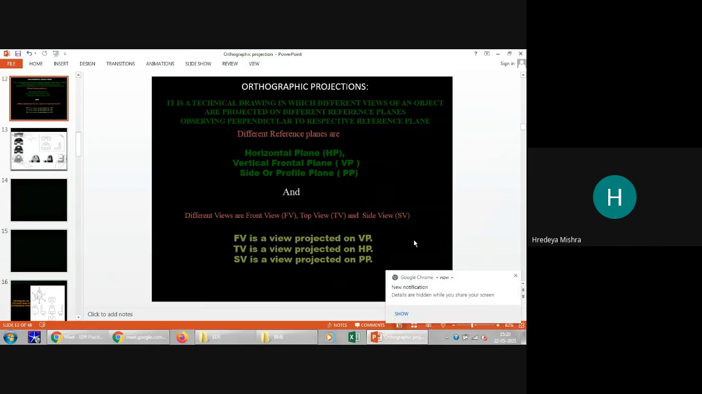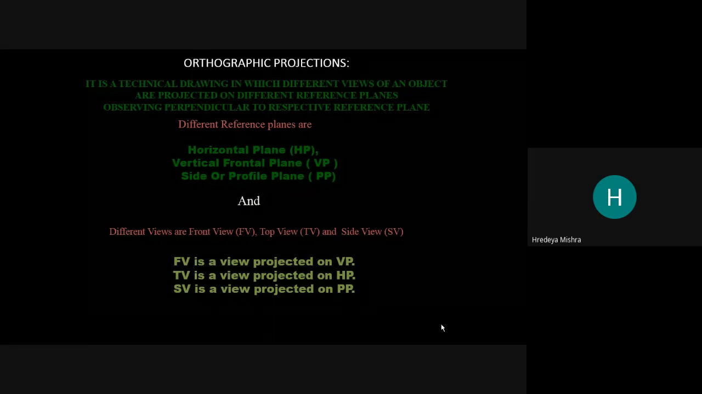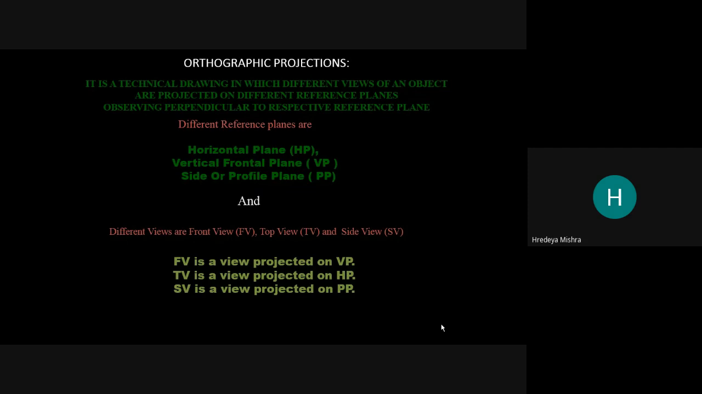Okay. So till here we can start the division. What is the orthographic projection? It is a technical drawing in which different views of an object are projected on different reference planes. Reference planes means horizontal plane, vertical plane, and side or profile plane.